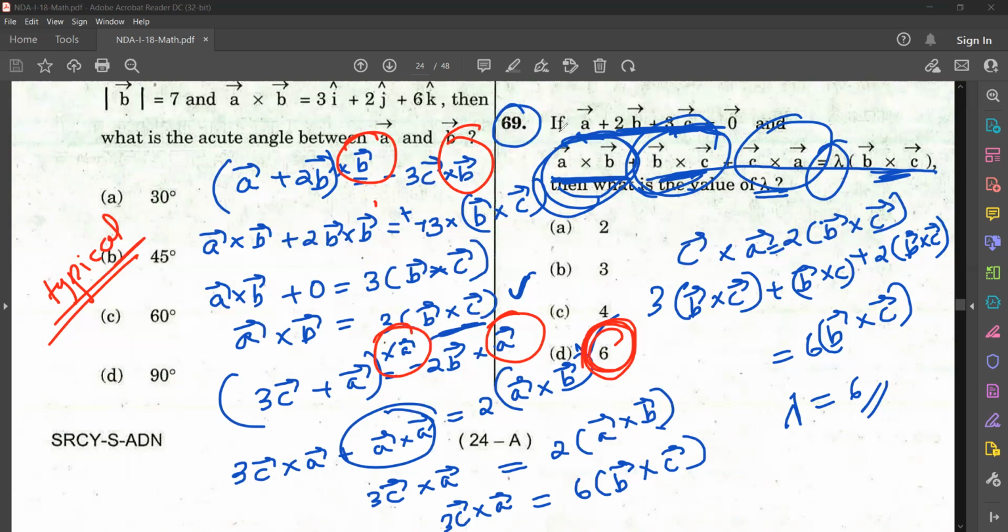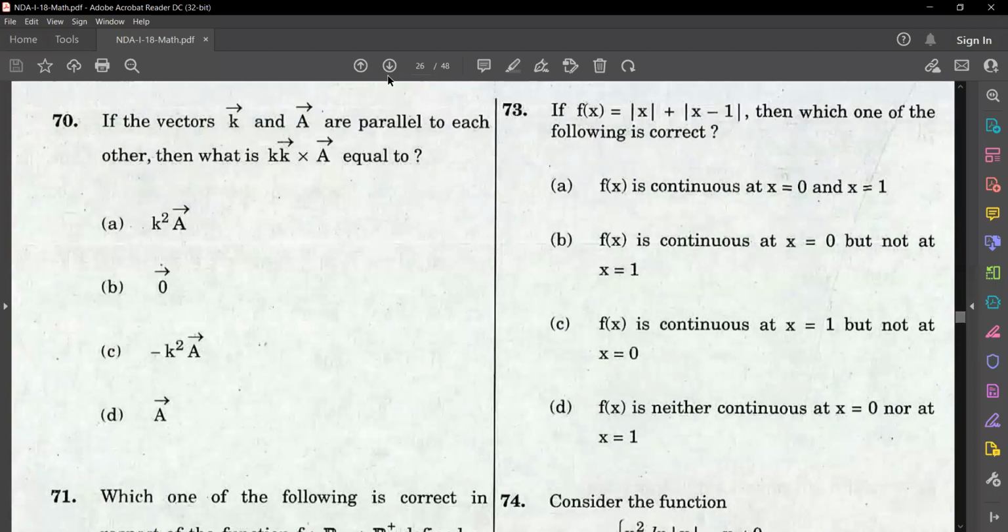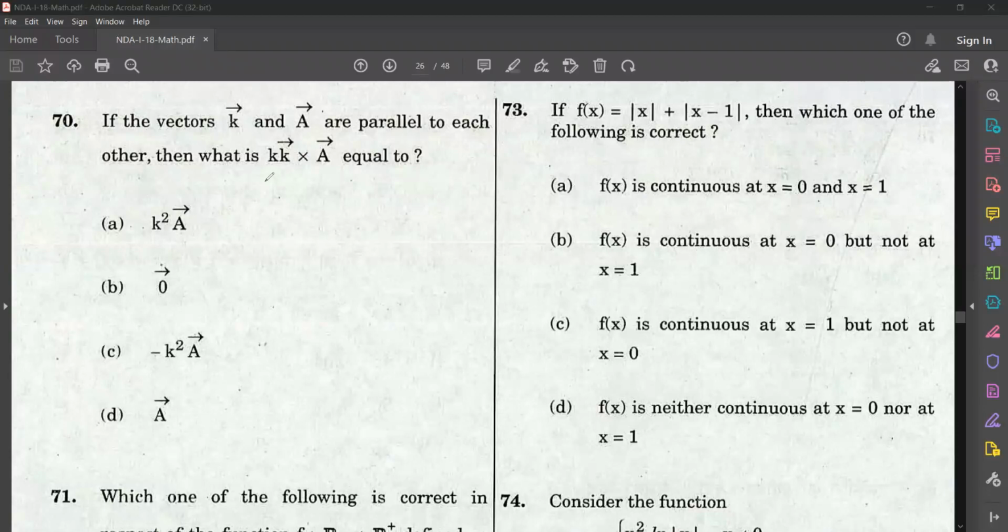Next, go to question number 70. If the vectors K and A are parallel to each other, then what is K cross A? If A and B are parallel to each other.